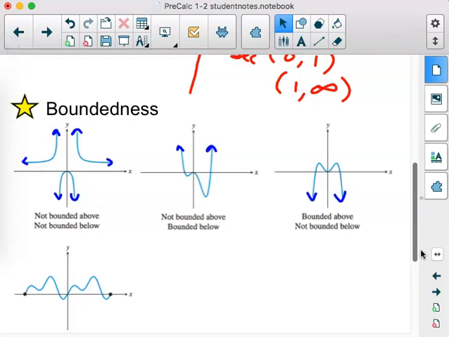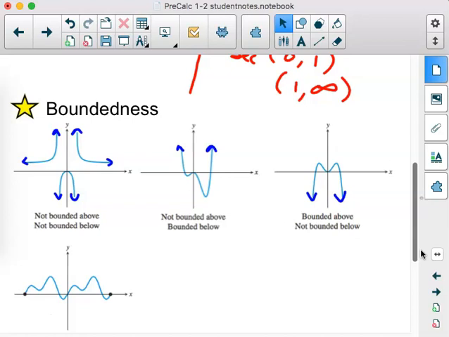As we move to a topic called boundedness. We're learning lots of different topics about graphical things in 1.2, and we're learning them in chunks of information. We just had a chunk on increasing, decreasing, and constant intervals. Now this one is about boundedness. If something is bounded, there's a cutoff, and it doesn't go above or below that cutoff.